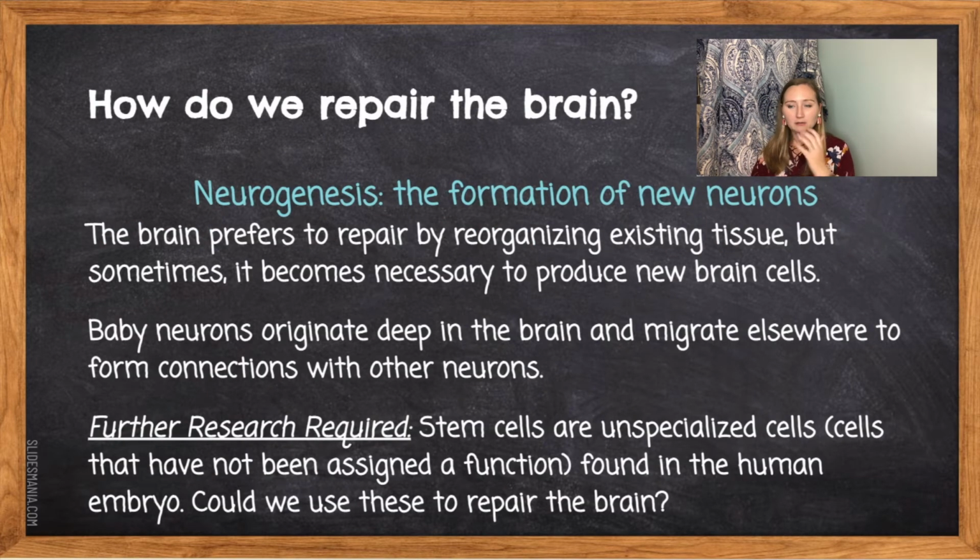Okay. One of the biggest ways we repair the brain, and it doesn't happen a lot, but it's a really cool way, is neurogenesis, and this is the formation of new neurons. Now, the cells in the body, other than neurons, are regenerating all the time, but your brain cells don't regenerate. If you kill one, it's dead. So the brain prefers to repair itself by reorganizing the existing tissue, by using reassignment, right? But sometimes it becomes necessary to produce new brain cells.